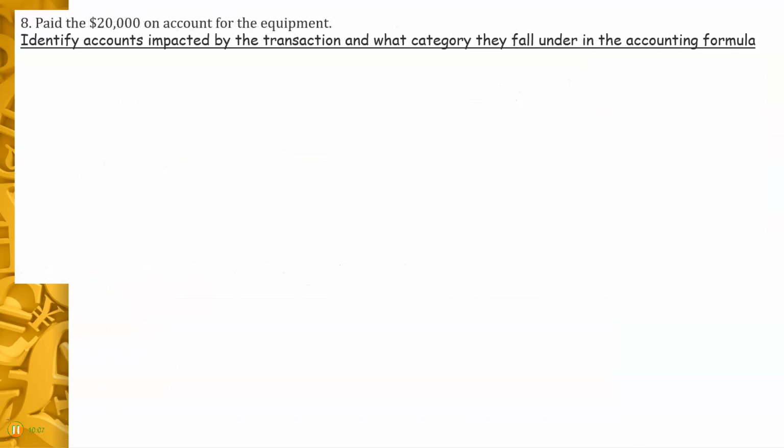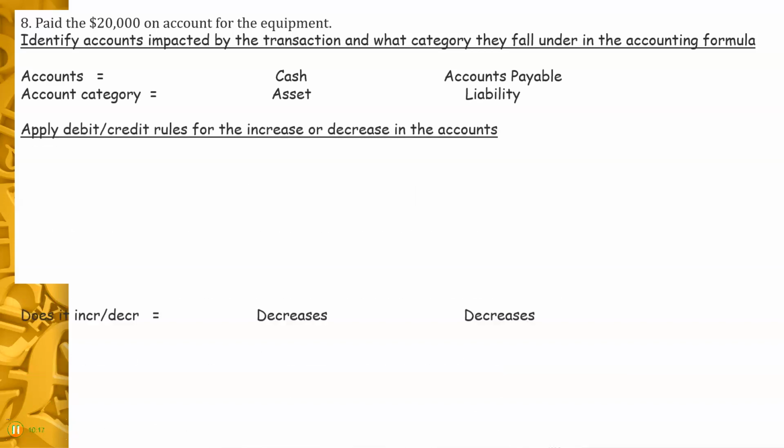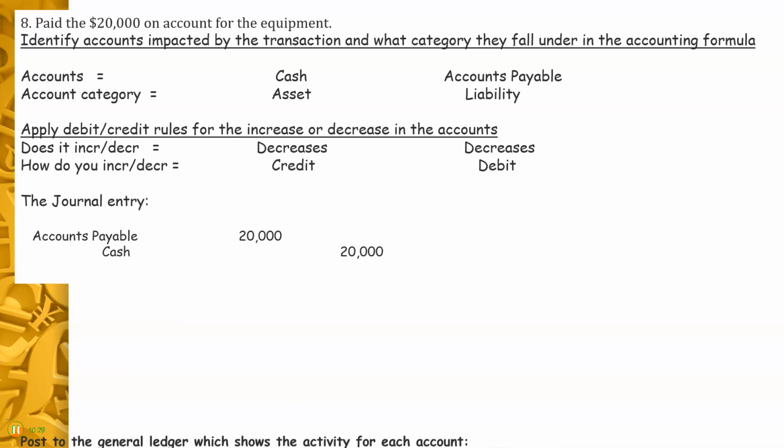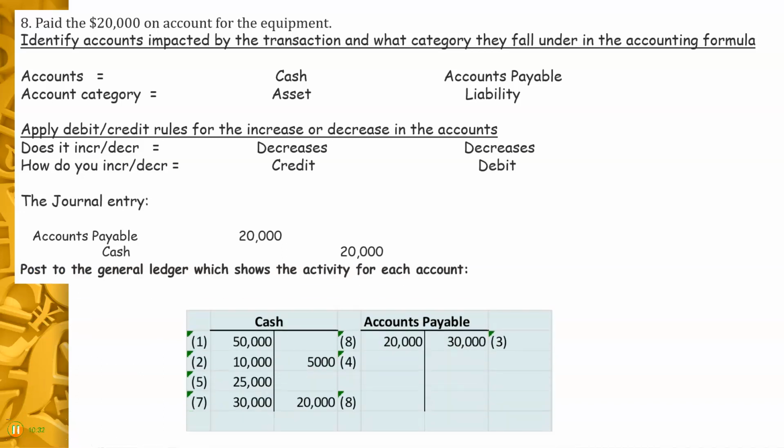Now we paid $20,000 on account for the equipment. Now what we're doing is we're going to reduce our cash and reduce an accounts payable. We have an asset and a liability. So we're going to decrease cash and decrease our liability. So we're going to credit cash and debit accounts payable. And now we're going to post that to our general ledger. And as you can see, now our accounts payable is only $10,000 because we originally started with 30. We paid 20, and now we have 10 left.